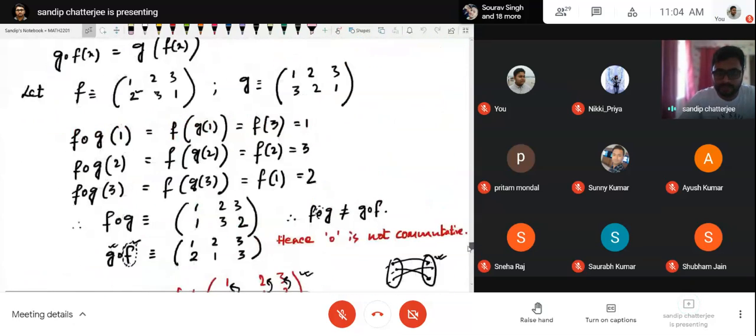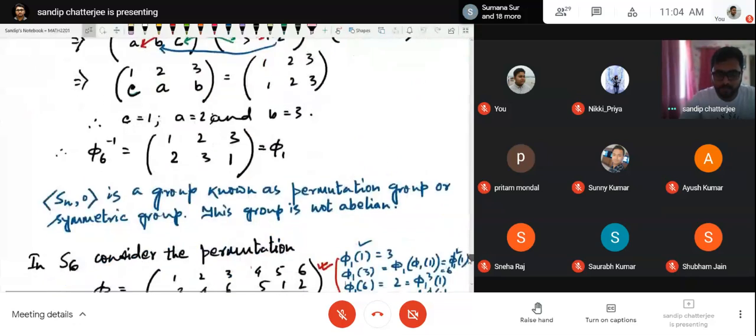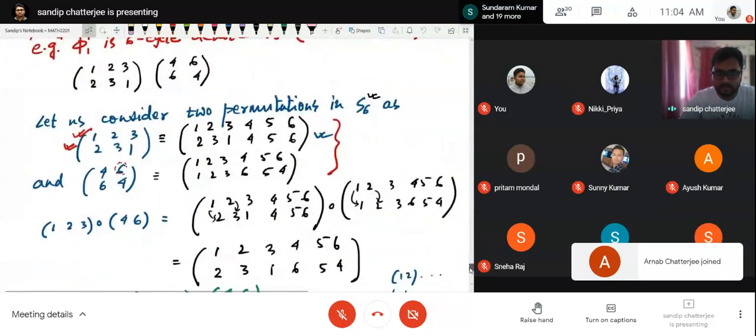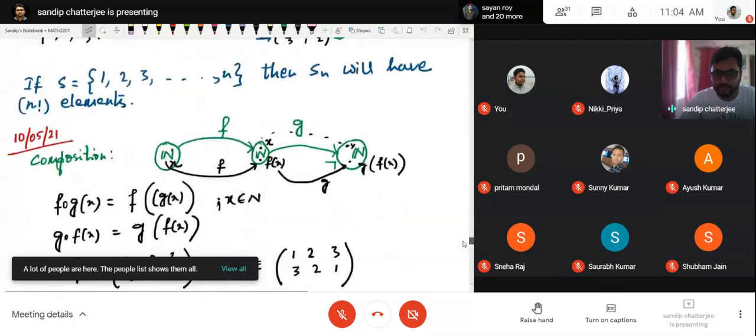Now, in our previous class, we were discussing permutations, cycles and permutations, and we discussed that the set of all permutations forms a group.